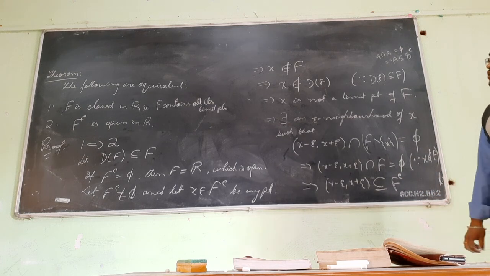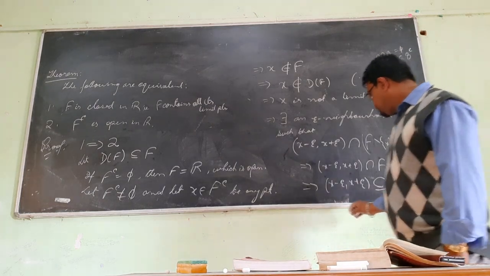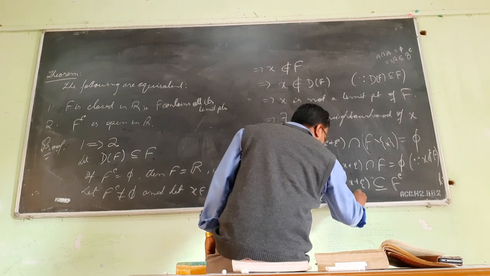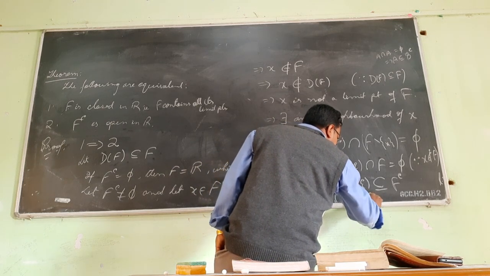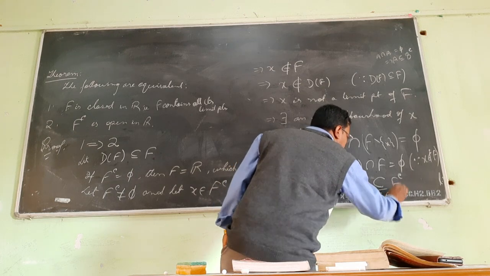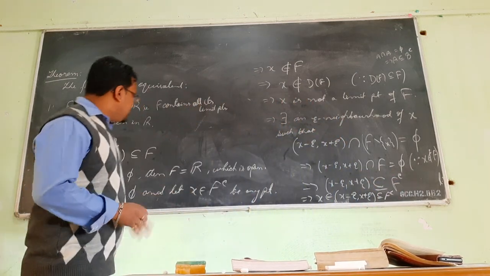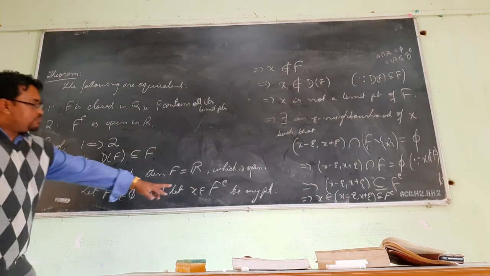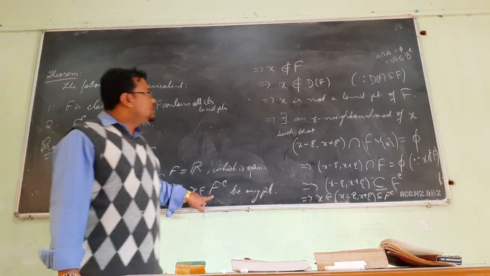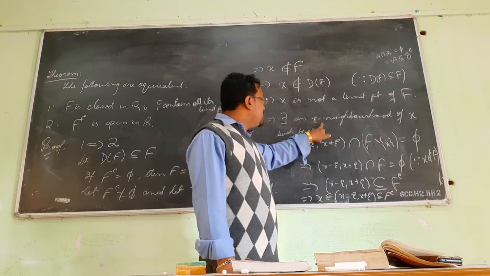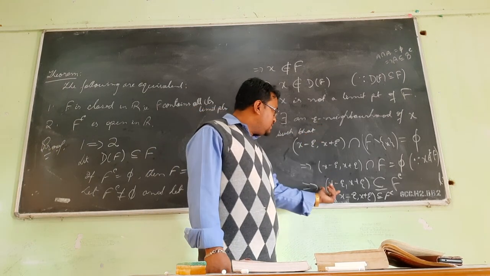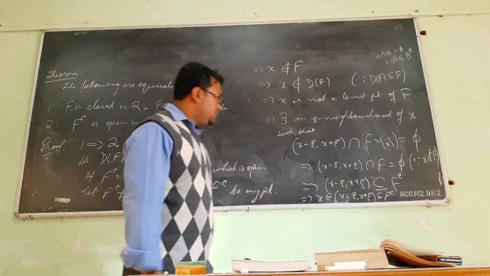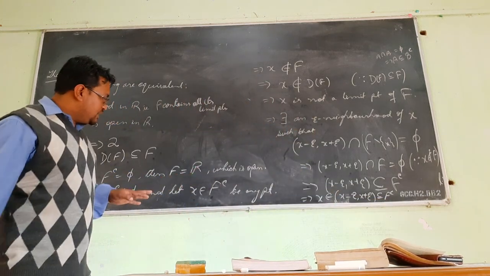Okay. So ultimately, what I have got is that X is a member of this. So X belongs to (X minus epsilon, X plus epsilon), which is a subset of F complement. Okay. So given any point inside F complement, we have found an epsilon neighborhood which contains X and lies completely inside F complement. Okay. So this satisfies the definition of what?